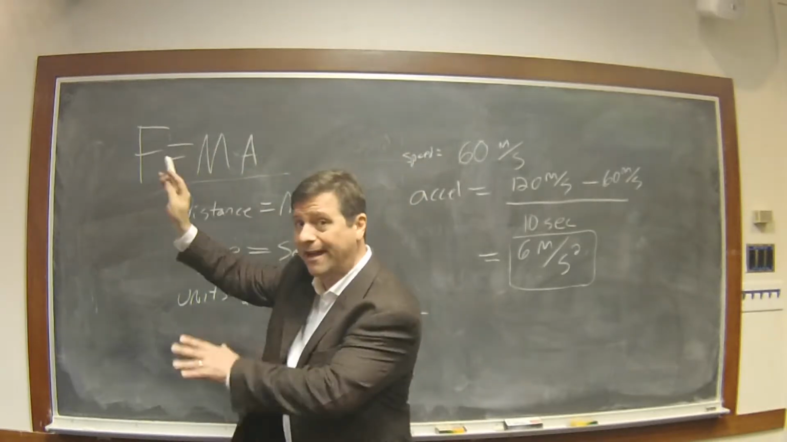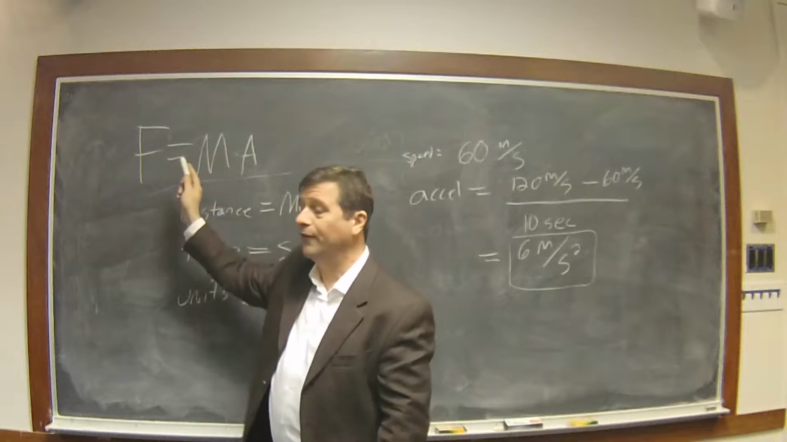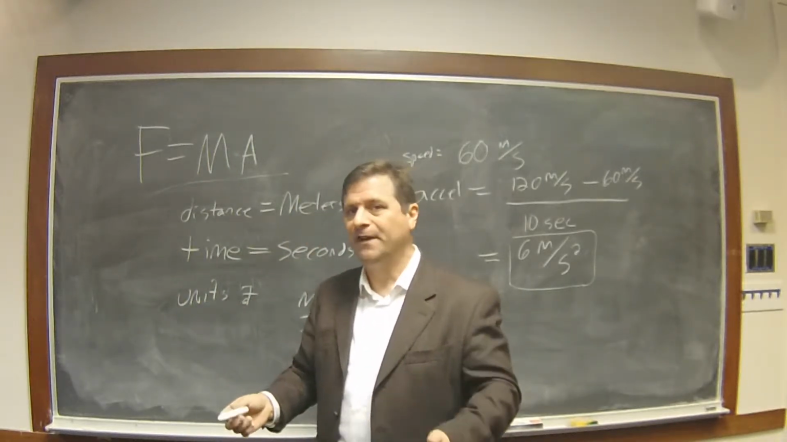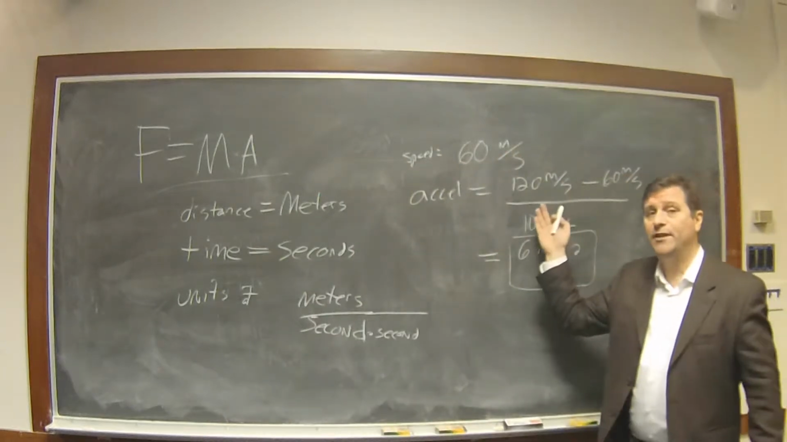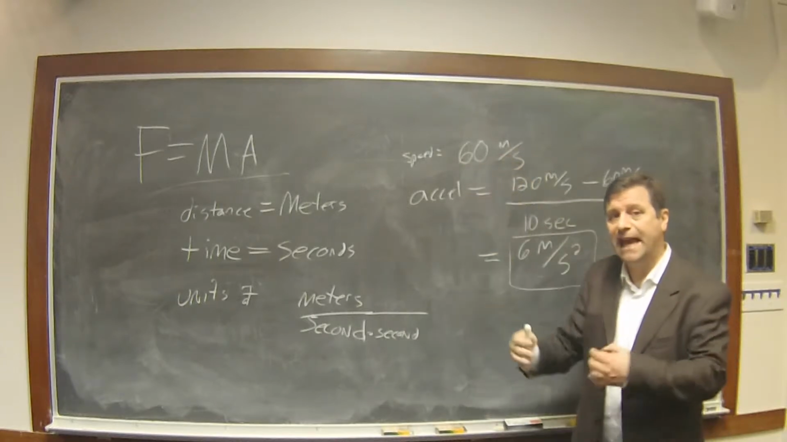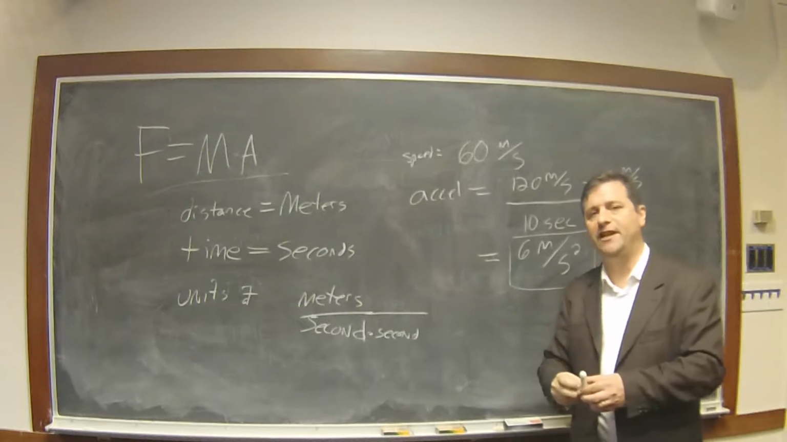So these are separate objects. Notice this is not a measurement. F equals ma is not a measurement. It is a statement of relationship. Whereas this is a statement of measurement. Speed equals 60 meters per second. So if we have some statement of measurement, there shall always be some units associated with it.